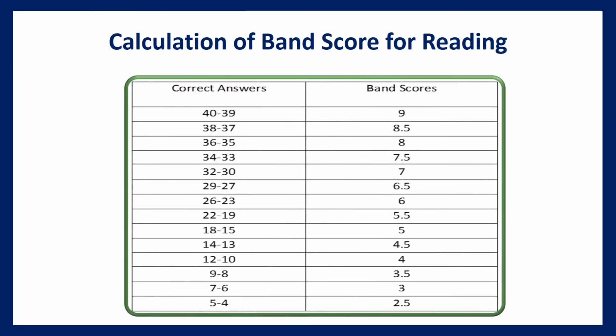Now, how is the band score calculated for the reading exam? If you score 39 or 40 correct answers, you score a 9 band. If you score 37 or 38 correct answers, you score 8.5 bands. If you score 35, 36 correct answers, you score 8 bands, and so on and so forth till 2.5 bands, which you score when you get 4 to 5 correct answers.